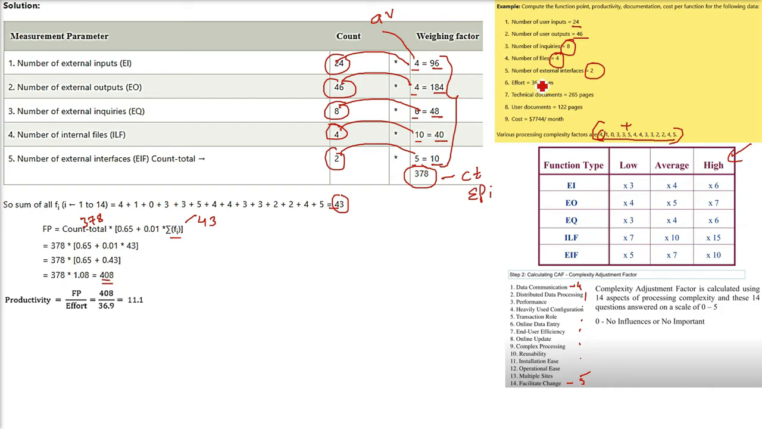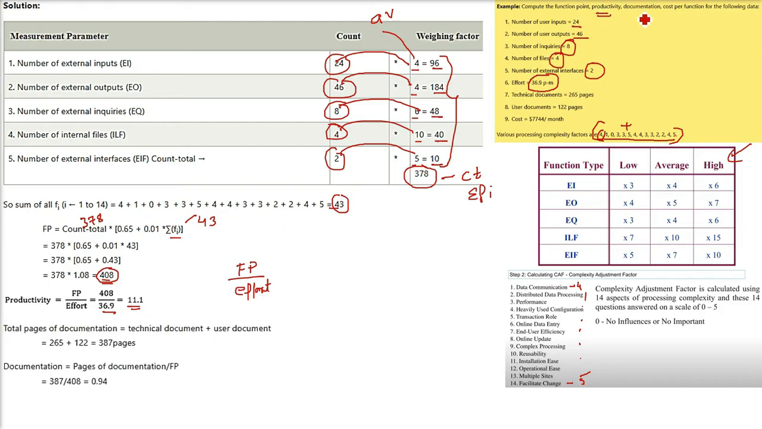Now you have to compute the productivity. What is the productivity? Productivity is simply the function point divided by the effort. Function point is 408. Effort is 36.9 person-months. Divide them. What do you get? 11.1. So this 11.1 value is the productivity.